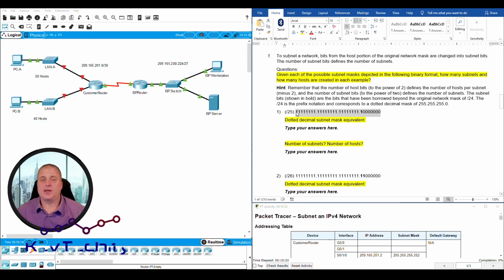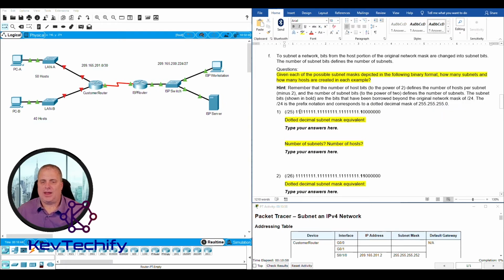Once again, subnet masks always follow all ones, which represents the network portion, followed by all zeros. That represents the host portion. All ones followed by all zeros. What is the dotted decimal subnet mask equivalent of this binary right here?